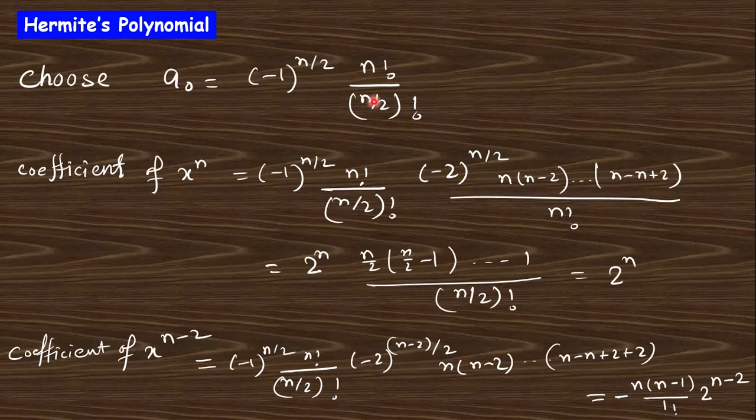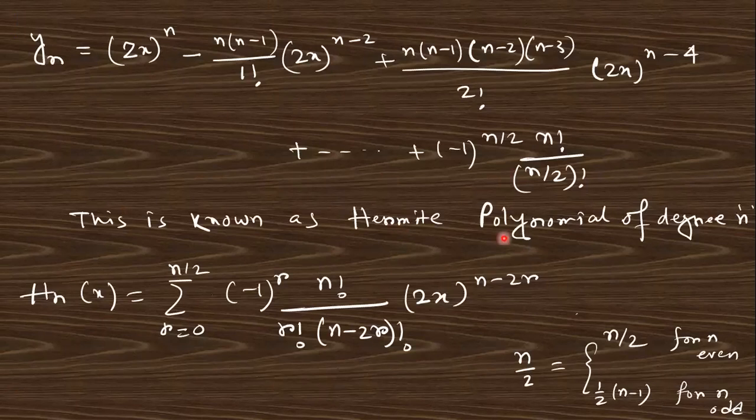By choosing the a0 value, we can convert this solution into that form, and this is known as the Hermite polynomial of degree n, and this can be written in summation form like that. If you want to write this in summation form, you can check. The upper limit is n by 2 for even n, and for odd n it will be half of n minus 1. Okay, this is the Hermite polynomial.